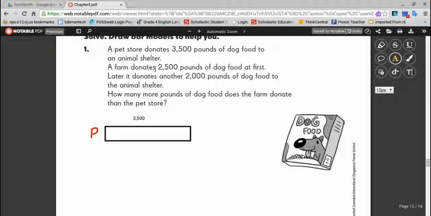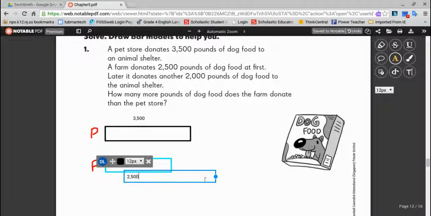A farm donates 2,500 pounds of dog food at first. Alright, so let's do the farm now. So I know that 2,500 is smaller than 3,500, so I need to draw a smaller bar model for my farm. So here's my smaller bar model for my farm. I'm going to put an F for farm, and I'm going to put 2,500 to represent my farm. Okay, that's my next sentence.